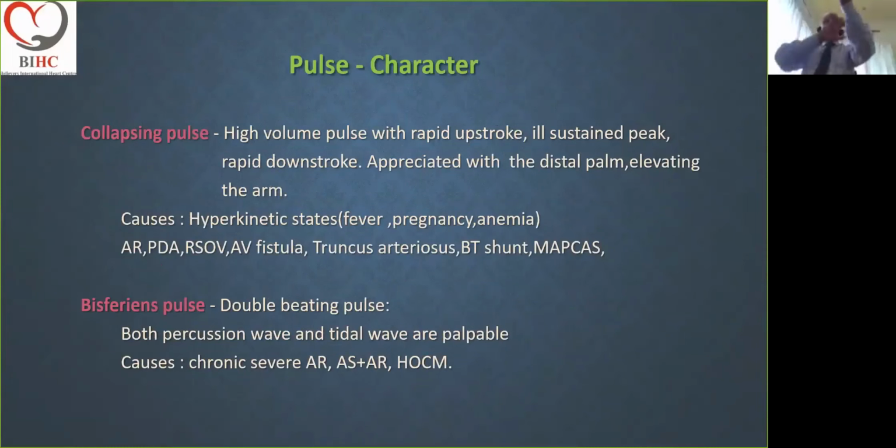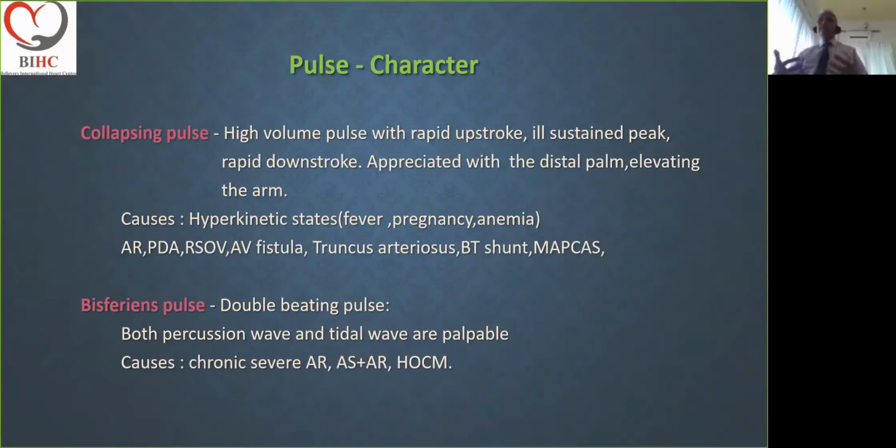What we mean is, if you want to feel the collapsing pulse in an aortic regurgitation, hold the child's hand like this, and this part, the distal part of the palm, should be feeling the pulse. Elevate the arm and you suddenly feel that the volume has increased. That is how a collapsing pulse is elicited.